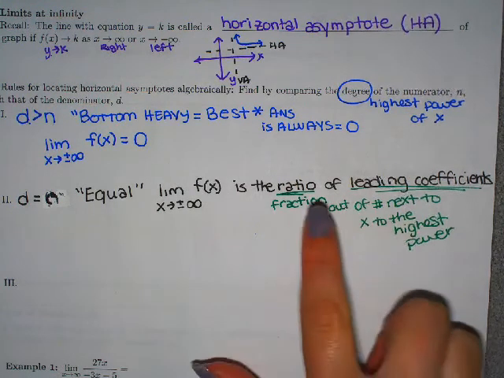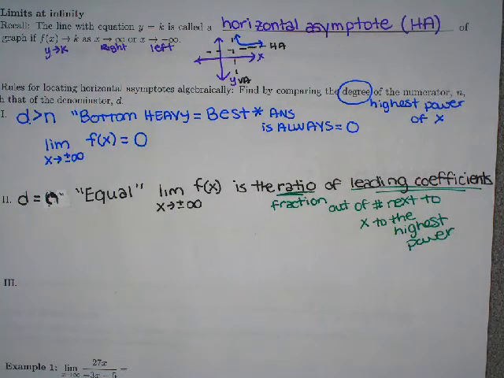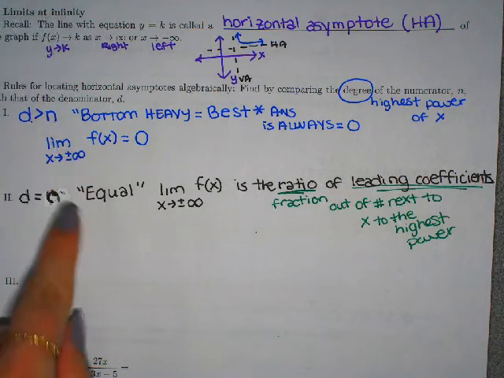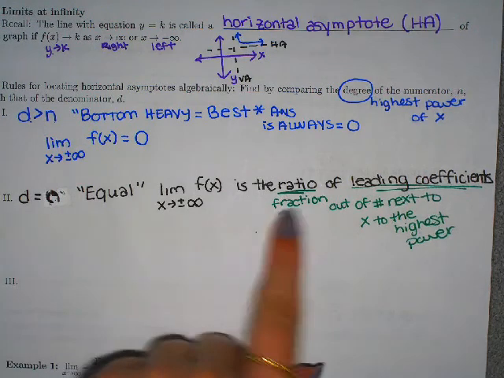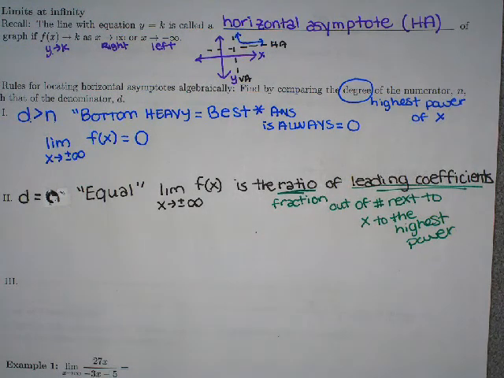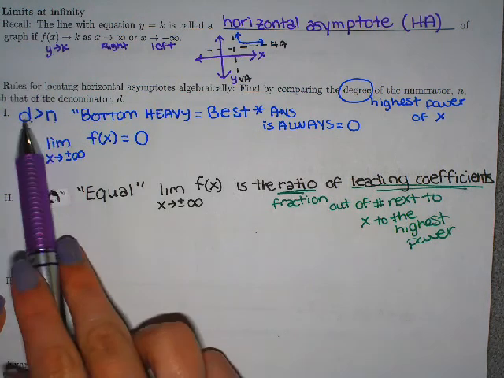So equal sounds like it's going to be hard. It's pretty fancy wording. It's the ratio of leading coefficients. You are just making a fraction out of the numbers next to x to the highest power. Not too bad. It's our second best case. Easiest is bottom heavy is the best. The answer is always 0. Next best equal, make a fraction out of the numbers next to x to the highest power. Everything will always get easier once we do an actual example. So give it just a minute.